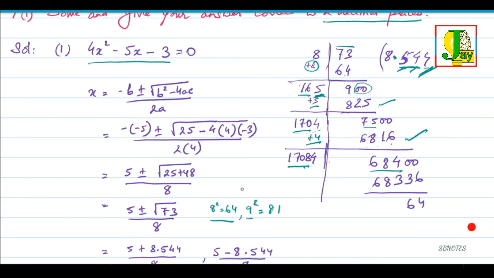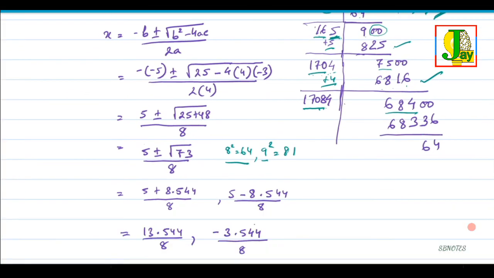Now just putting the value in the place of root over 73, what do we get? We get 8 plus or minus 8.544 by... okay, so once you are adding and once you are subtracting, so on adding you get 13.544 by 8. On subtracting we subtract the smaller number from the larger number and we put a minus sign, so 8.544 minus 5 is 3.544, and since we are subtracting a larger number from the smaller one, we put a minus sign.